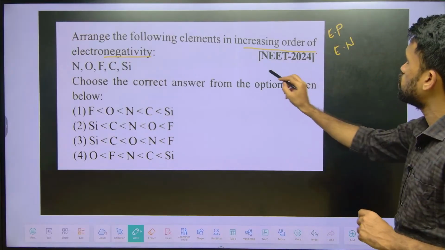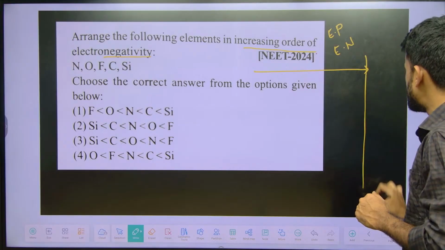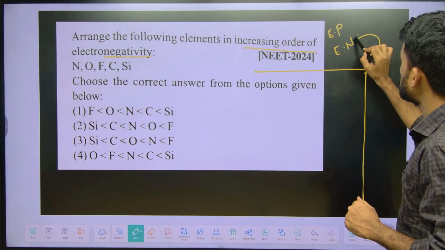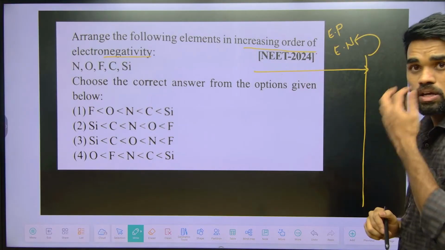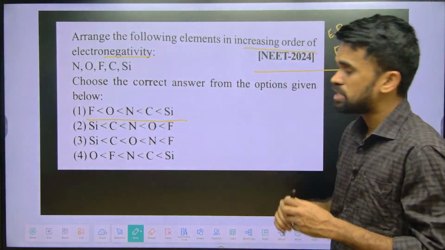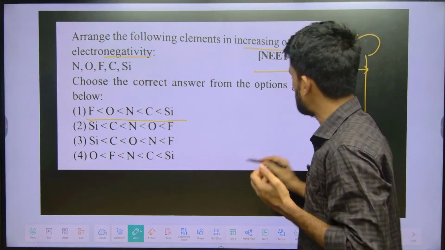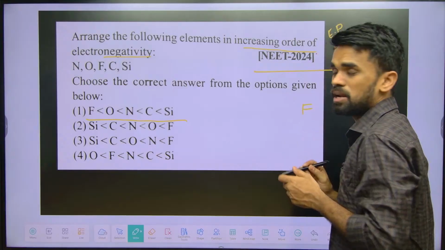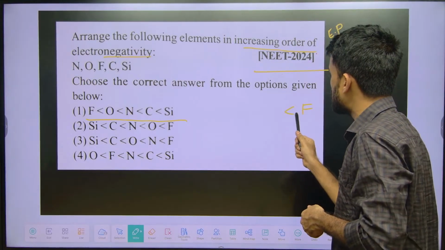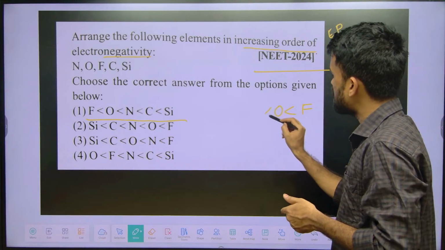So what I told you, as we move from the left hand side to the right hand side, we have non-metals here. These non-metals are electronegative elements, I told you. So as per that, if you observe these elements, which will be at the end of the table? Fluorine will be at the end of the table. So it means this is the most electronegative atom. After this, oxygen, and after this, nitrogen.